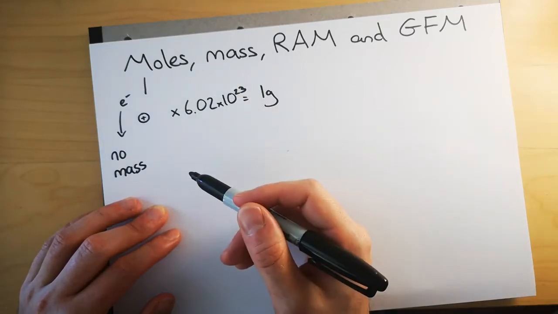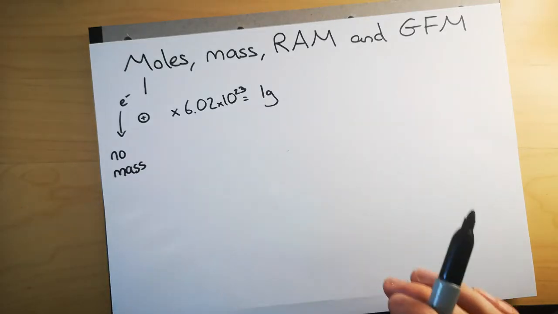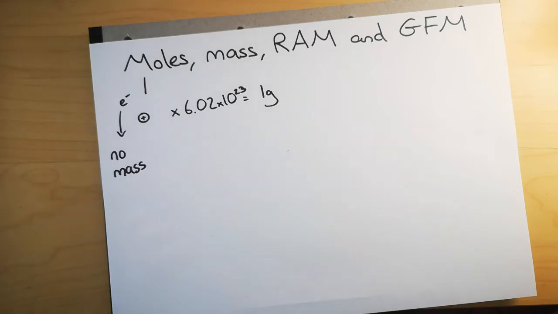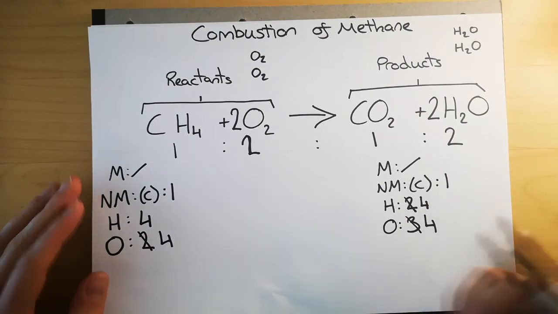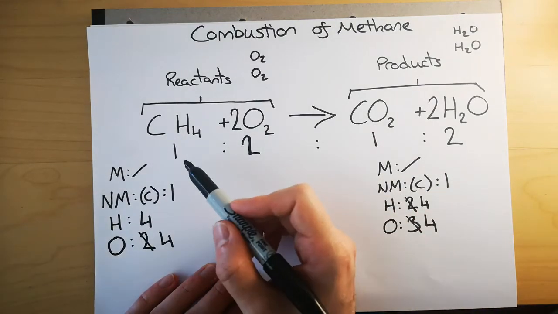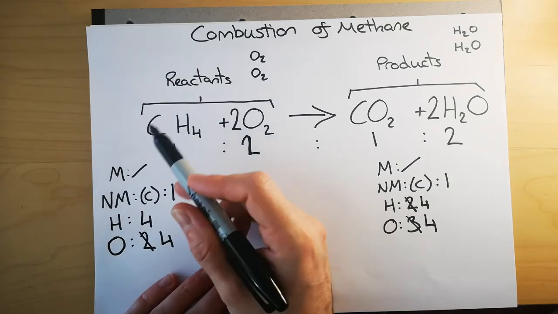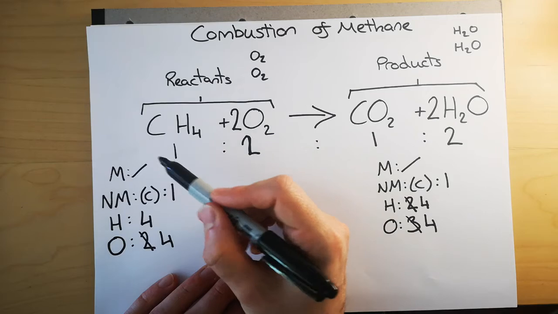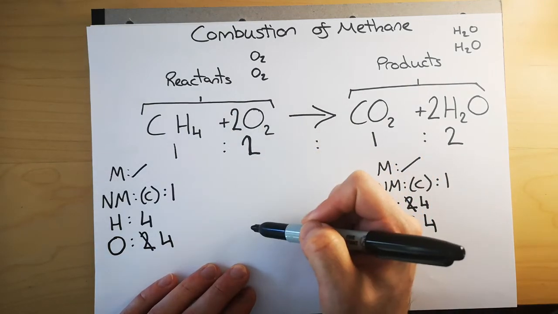So in the last section, we saw that we had to balance this equation, and I said that these were molar ratios. Essentially what that means is you've got 1 mole of methane, you've got 2 moles of oxygen.